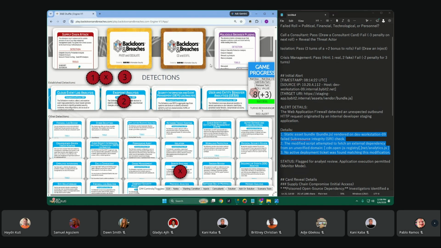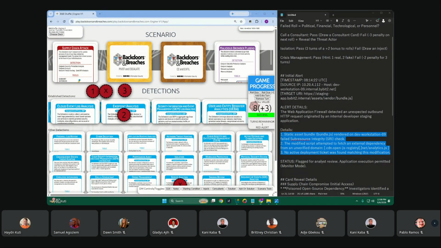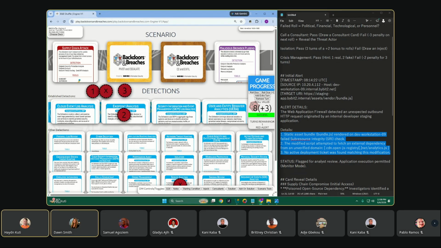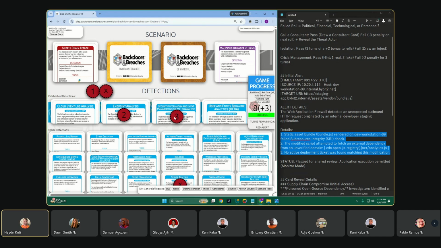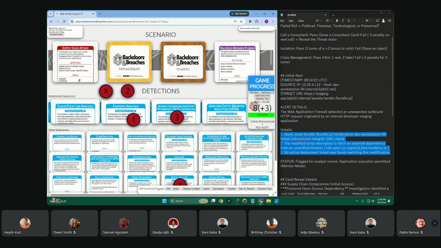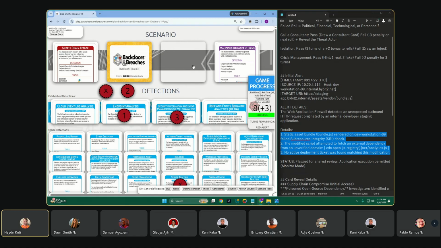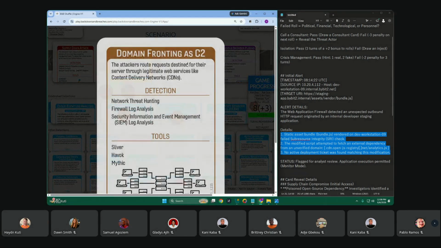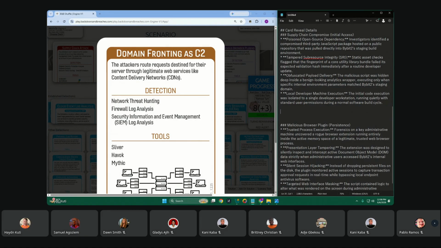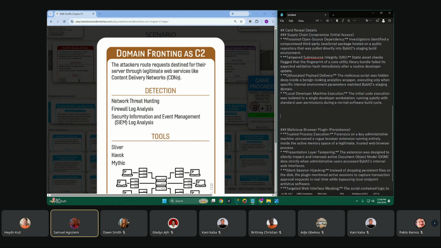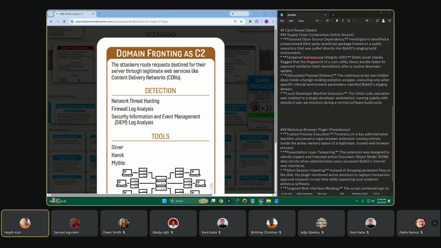Success. SIM log analysis. I was worried for a second. You guys got the only card that you can get with SIM log analysis from this scenario. Domain fronting was the success? C2. Wow. You guys have 1 card left. Congratulations, guys. Keep it up.